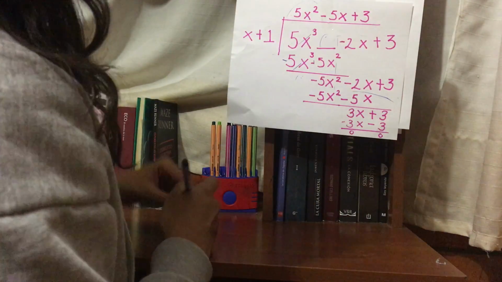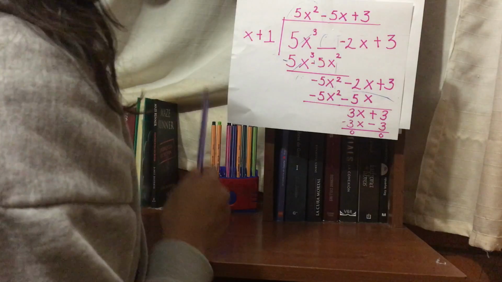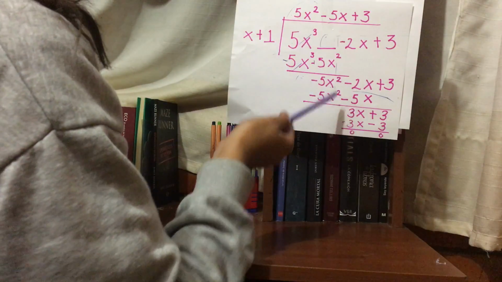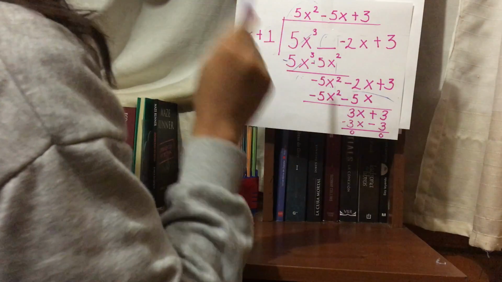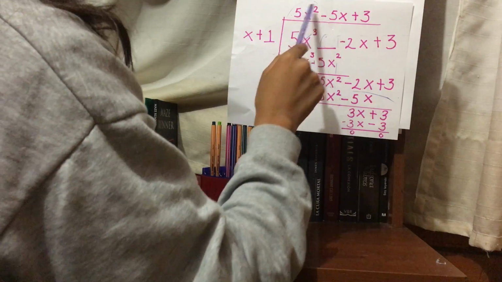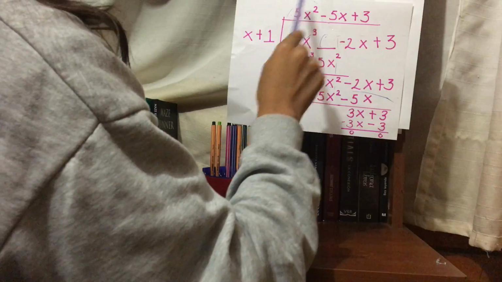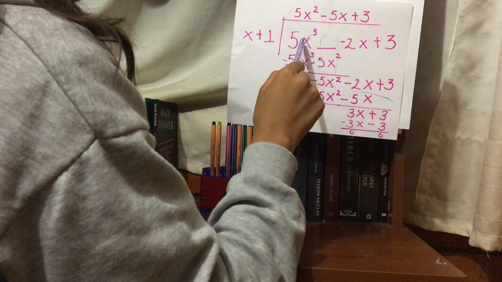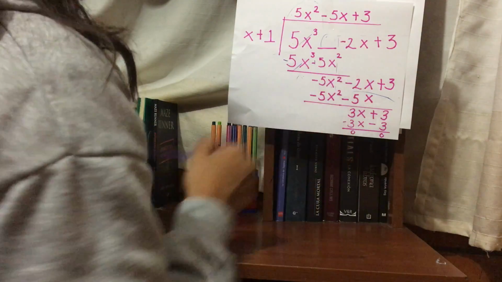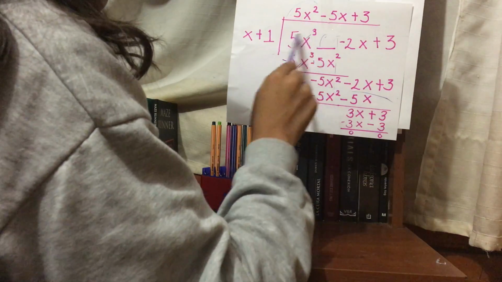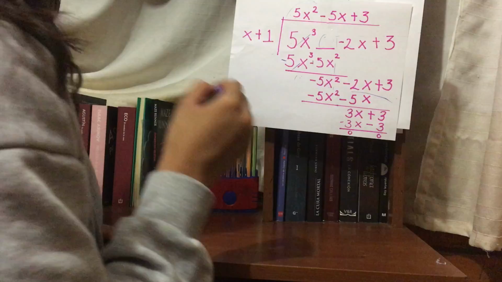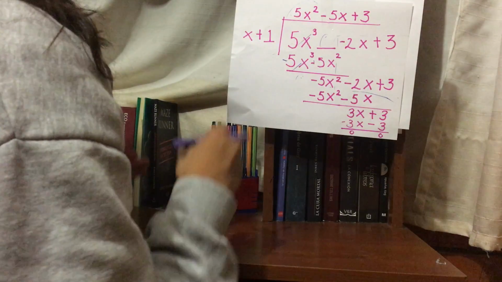So our first step in here is to find a number that if we multiply times x, we get 5x squared. So this number is 5x squared, okay? So 5x squared times x, we get 5x cubed, okay? So we put it here as a minus because we're going to subtract.